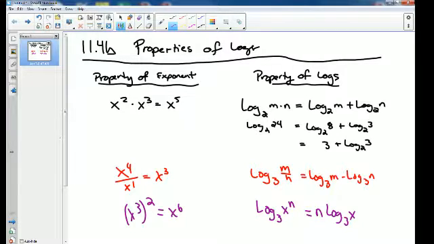It does relate to the property of exponents. Log with base 3 of x to the n, you can take that exponent and move it out front. They're just arbitrary bases I'm choosing.